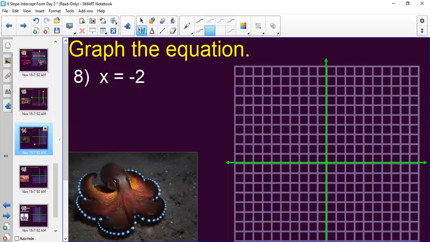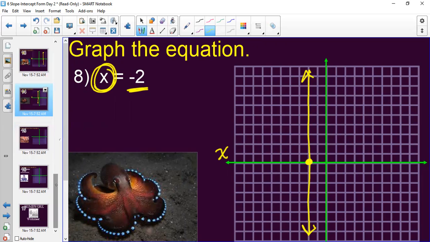All right, same thing again. Identify your axis. This is x again. Now find the number on that. Again, the x-axis goes left and right. Since it's negative, I'm going left 2. And again, since the x-axis goes left and right, my line has to go opposite. So my line is going up and down. And that's what that line looks like.